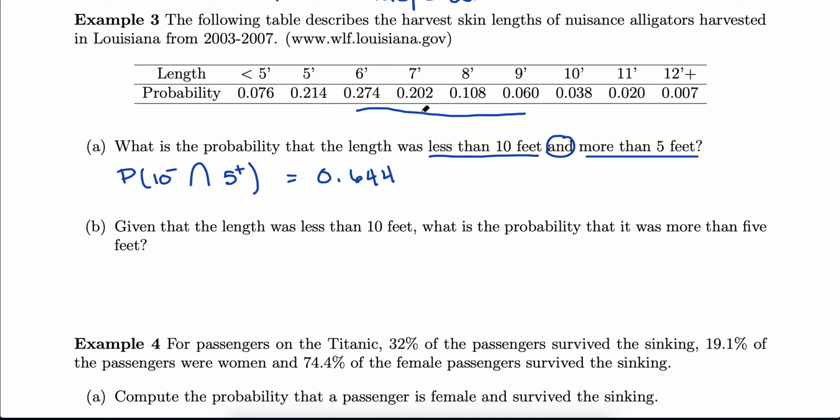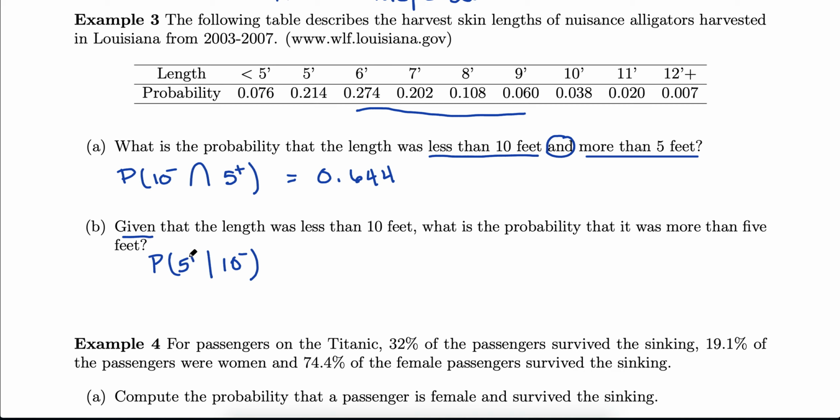Again, just adding up the ones that represent the overlap or both of these things, less than 10 and more than 5. Our next part here is given the length was less than 10, so given, you're thinking, all right, I need that vertical line. The given information is less than 10. That goes after the line. So put that information here, less than 10. I want to find the probability of more than 5.